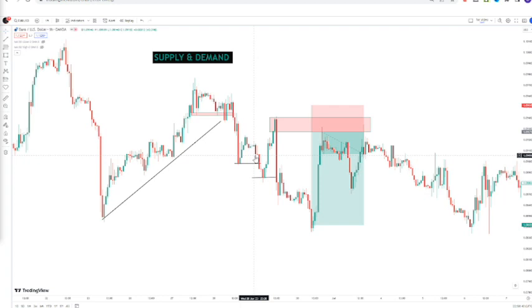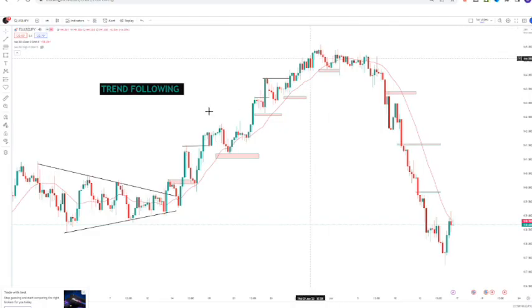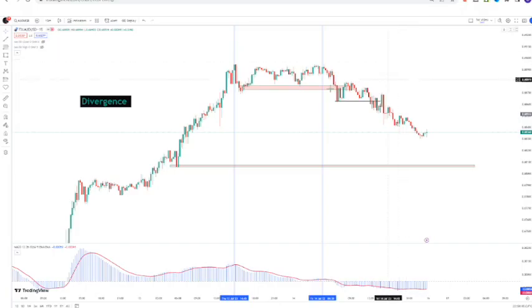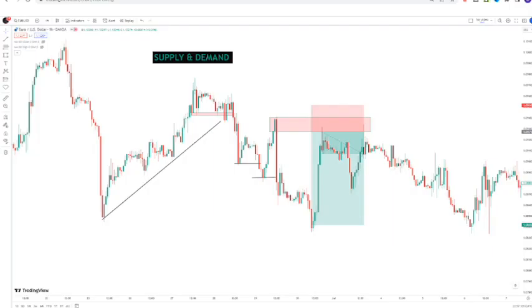So, looking at the screen, you have your supply and demand. That's the first one. Then we have to treat uptrend. It's a very effective and simple strategy that anybody can understand. I have trend following strategy, and second, divergence. So these are the three things you've got to learn with me today. Without wasting much time, let's go straight to the point.